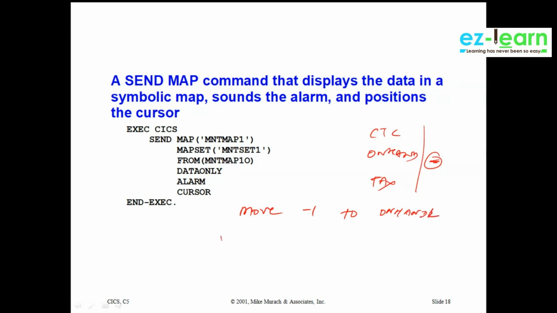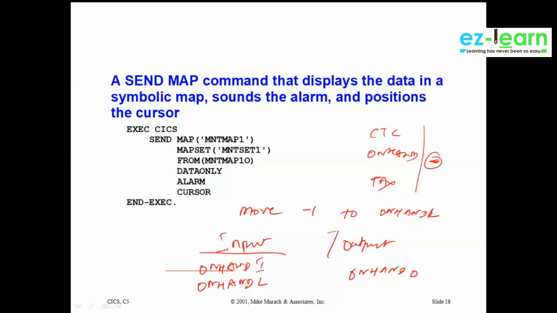So in the symbolic structure, we have the input structure and the output structure. In the output structure, we have ONHANDO. In the input structure, we have ONHANDI. Apart from ONHANDI, we have ONHANDL. Okay, in the symbolic map. Since ONHANDL is a length, if you want to place the cursor in any field, you have to move -1 to the length field, and then SEND MAP with CURSOR, just CURSOR. So what it is going to do, it is going to place the cursor in this field.